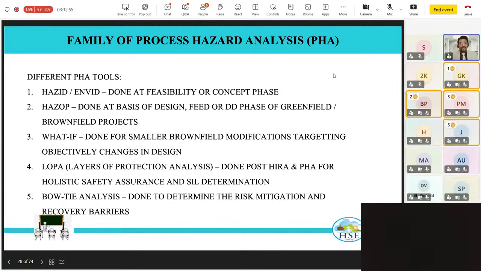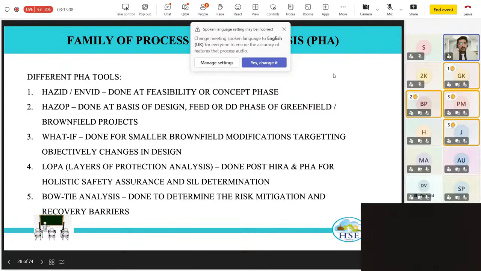Then you have What-If. Now What-If is done for smaller brownfield modifications where you are not looking at all the guide words, but you are objectively targeting only the changes in design. So that way you confine yourself only to whenever there are management of change (MOC) or any small design changes, and they look objectively at what effect those changes are having on your holistic design. So that is when you do a What-If.